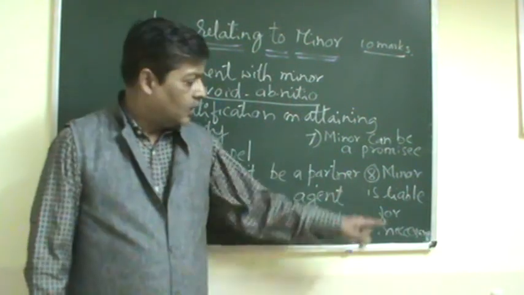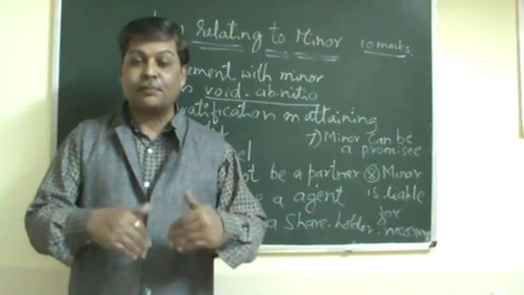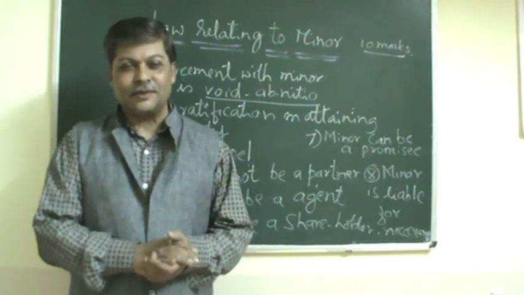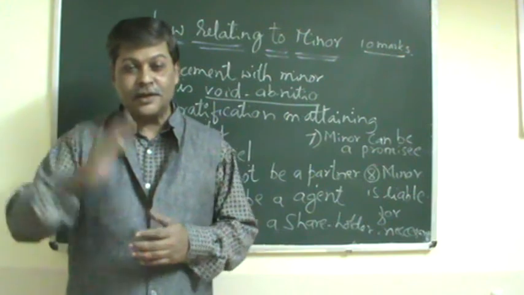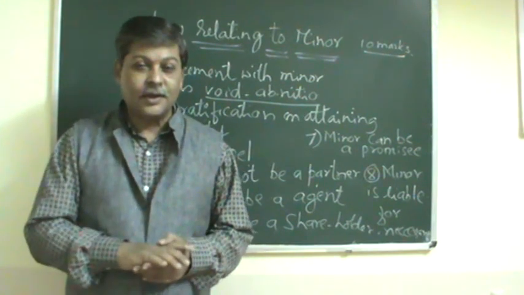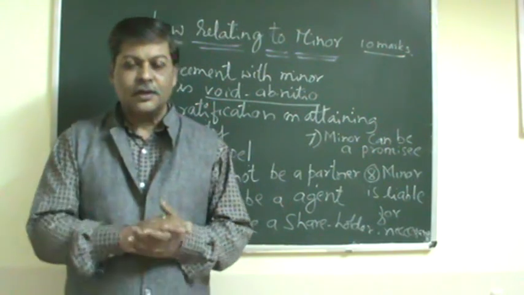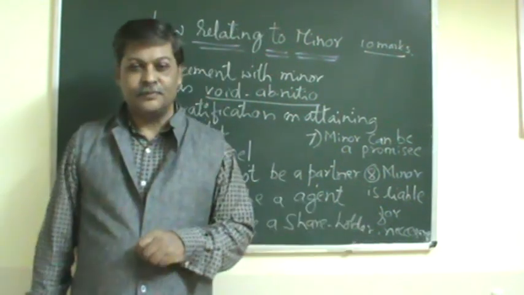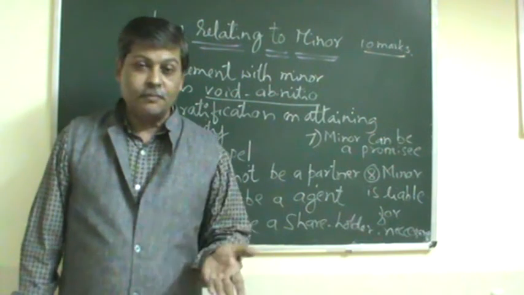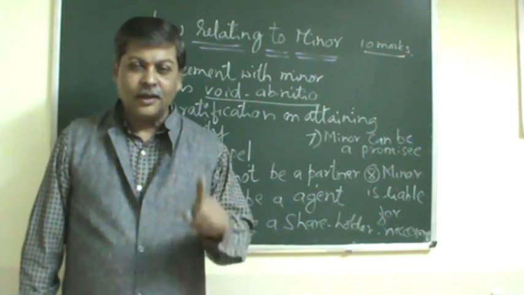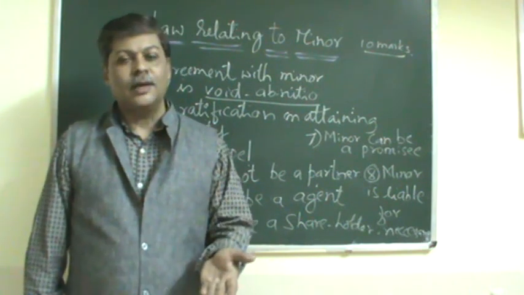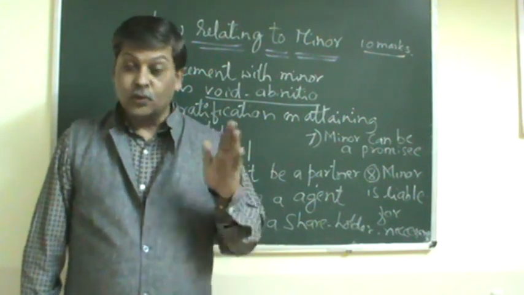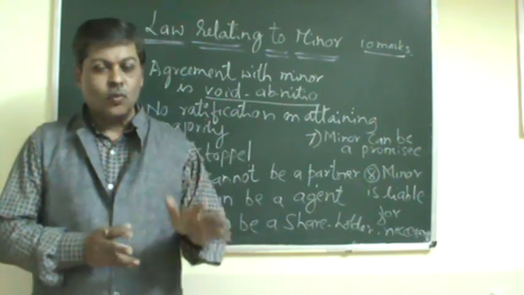Then the last one: a minor is liable for the necessaries supplied during the time of minority. So now, where can you hold the minor responsible? It means that a minor cannot be responsible for anything he does during minority, but sometimes the law is very stringent. It says that if any necessaries are supplied to the minor during his minority, then the minor is liable to pay the value of the necessaries supplied during the minority on attaining the age of majority, through his property. This is what the law says.